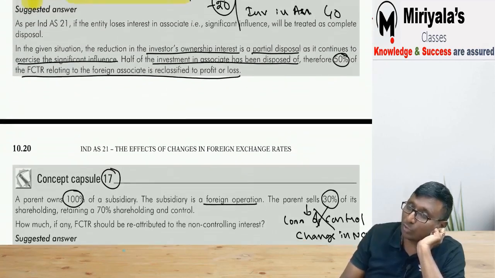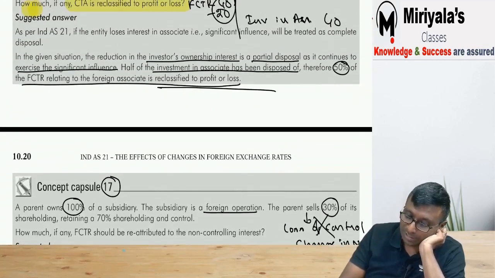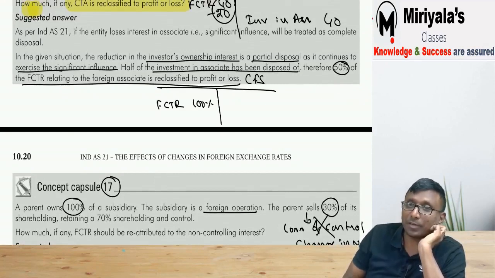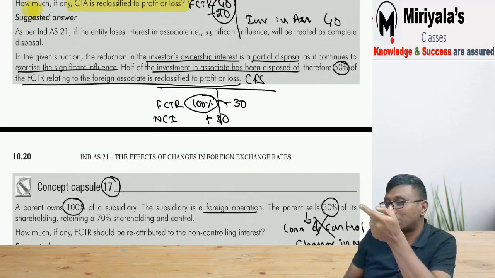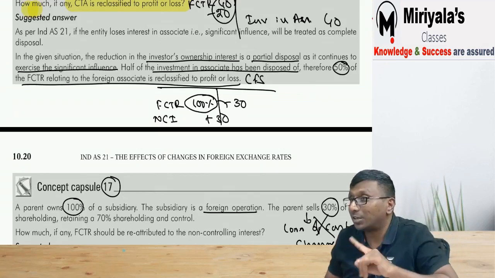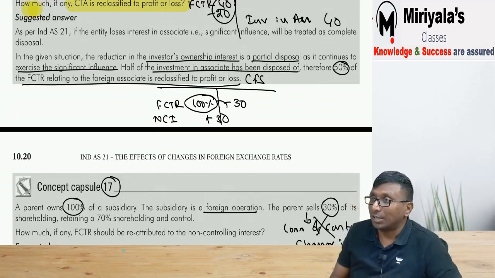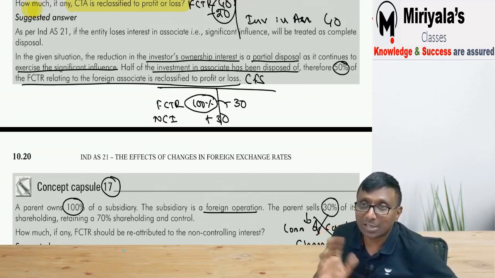So far what are you doing? 100% in the consolidated financial statement, FCTR was sitting, 100% is yours only. Now what is happening? Now NCI is coming. Correct. That's why, how much was your FCTR, 30% of it you reduce here and add 30% there. You just transfer it to NCI. But here it is not. Hello, understood? Are you transferring it to P&L statement?